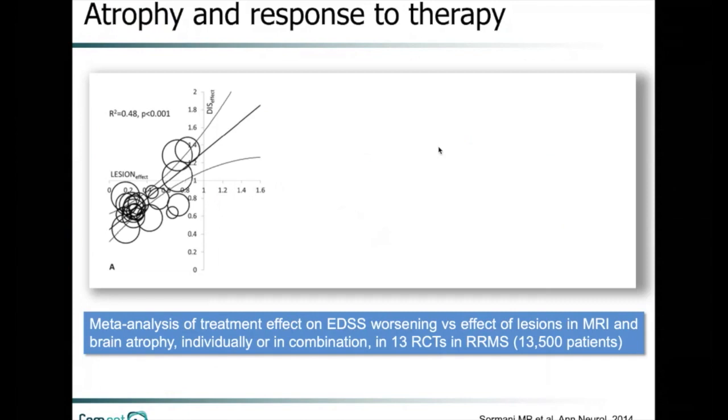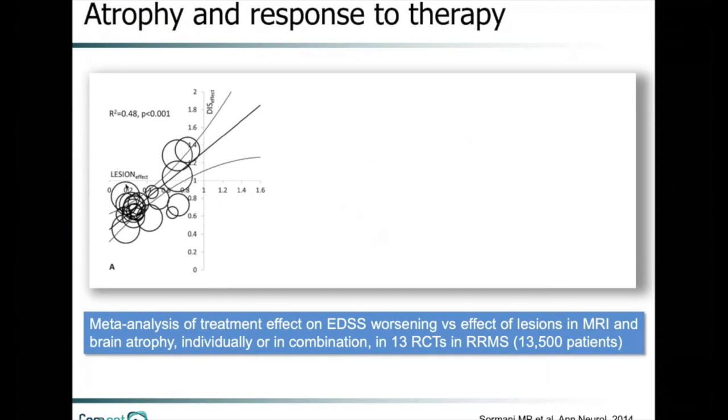At the meta-analysis level, this has been very nicely shown by Maria Pia Sormani. When looking at disability outcomes, she has been able to show, and you can see here in this graph, each blob is a trial, that the larger the effect of a drug on the presence of new lesions, the larger the effect of the drug on disability progression, and you can explain 48% of the effect of the drug on disability progression by the effect of the drug on the lesions.